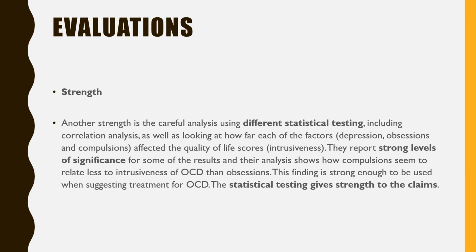Another strength you can link back is to your statistical testing. So we're looking at the use of quantitative data that has been objectively tested for significance, using statistical analysis to break it down into whether or not the data is in fact significant. The correlations and the links between the factors and how much they affected quality of life gave strong levels of significance. So this use of quantitative data and statistical testing means that when they are drawing their conclusions, that depression is most intrusive, followed by obsessive thinking, and that compulsions are less intrusive, they have objective measures and objective tests of these particular variables.